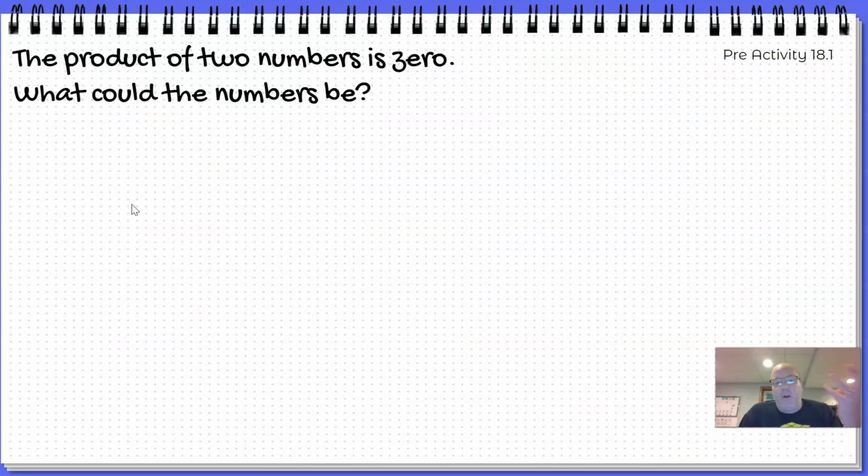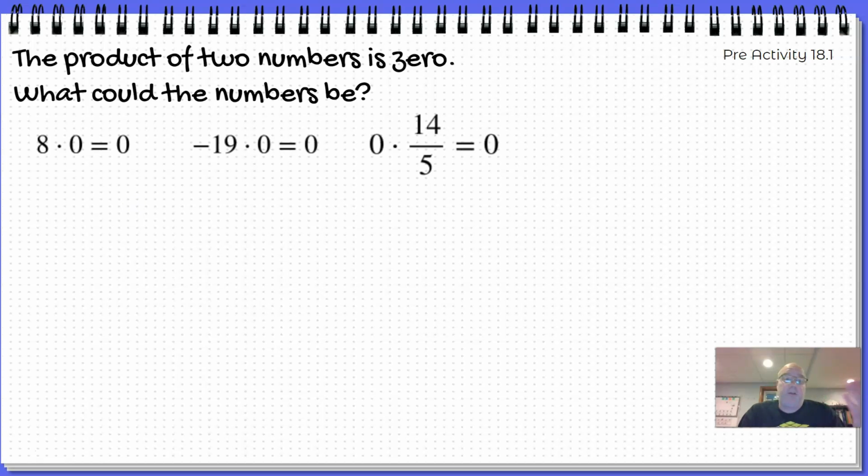Now, in order to do this, there's a couple things that need to be set up. And to be honest with you, we've actually laid the groundwork for this already. So this might sound a little familiar to you. When we take two numbers whose product is 0, one of them must be 0. 8 times 0 is equal to 0. Negative 19 times 0 is equal to 0. 0 times 14 fifths is equal to 0.